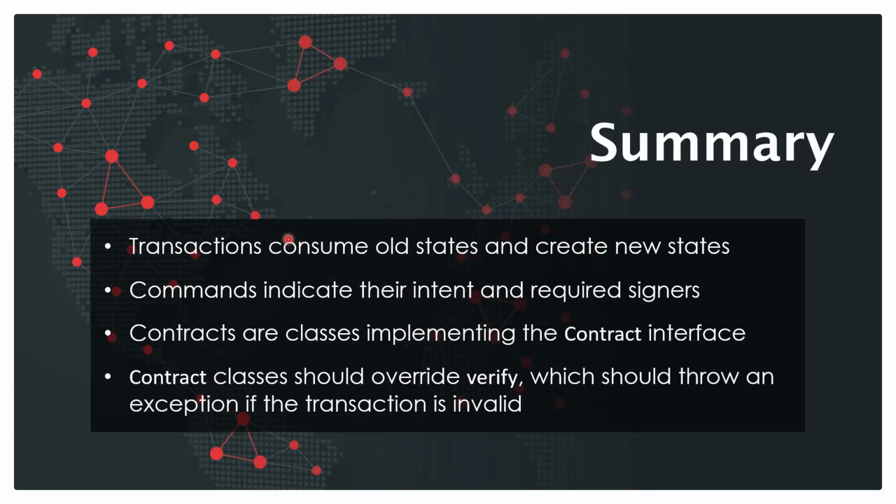So again, to summarize what we saw, transactions consume old states on the ledger and create new ones, or sometimes there are no old states, there are just new states that come into existence. Commands indicate the intent of the transaction and also indicate the required signers. Contracts are classes implementing the contract interface, and contract classes should verify transactions and validate that they are indeed valid. So if any rules are broken, a validation exception is thrown.